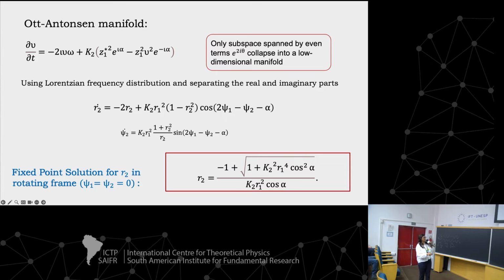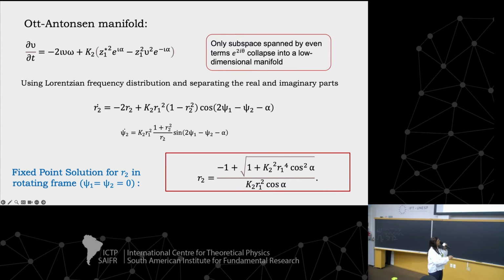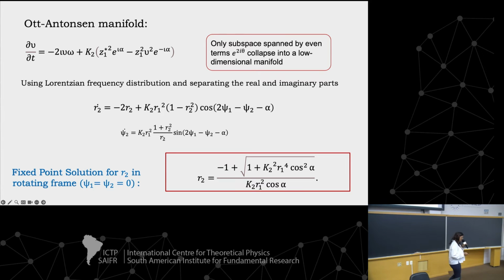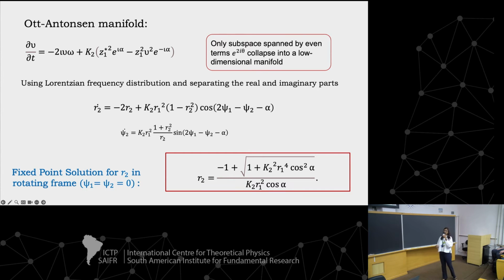So you can see this is the fourth order. So you have 5 different solutions. And then the fixed point solution, this you have to believe: in the rotating frame, psi 1 is equal to psi 2 is equal to 0, that happens. But now you can see using this Ott-Antonsen approach, you have an n-dimensional equation that is collapsed to a two-dimensional equation, and you can draw the entire phase diagram.